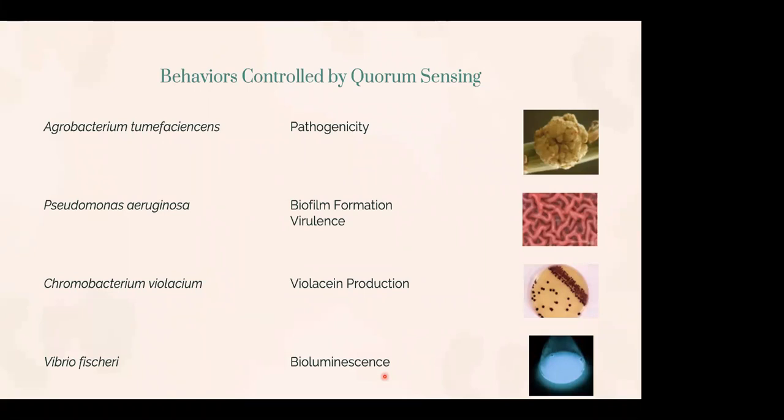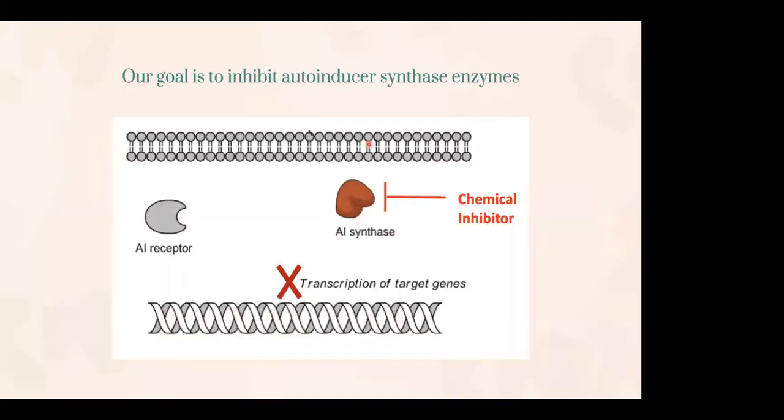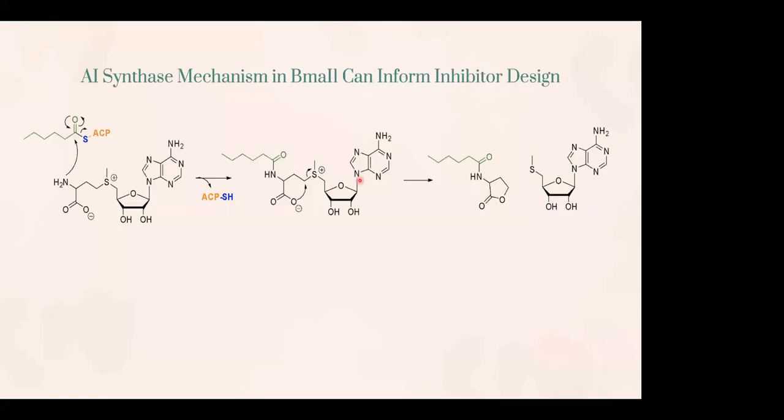So we are really interested in being able to control this quorum sensing pathway so that we can inhibit the transcription of the genes that cause things such as pathogenicity and virulence. So our general goal to do this is to create chemical inhibitors for the autoinducer synthase enzyme so that the bacteria cannot produce any of the autoinducer molecules and therefore cannot commence with transcription of those target genes.